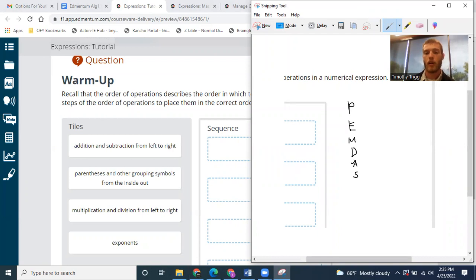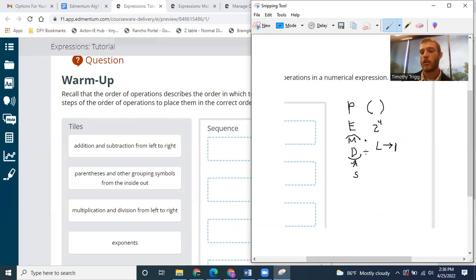P for parentheses. So if something's in the parentheses, you want to do that first. Then exponents. So parentheses, and again, write down everything I write. I guarantee it'll help. Then exponents, so like 2 to the power 4, something like this. Multiplying and dividing, that's M and D here. Those go together. So multiplying and dividing, they go together from left to right.